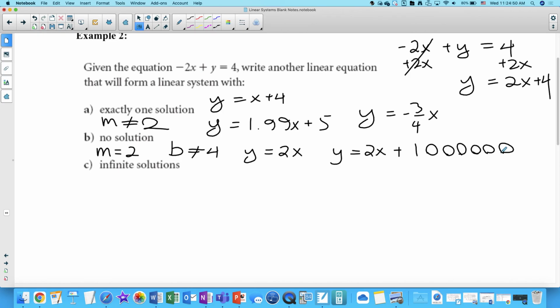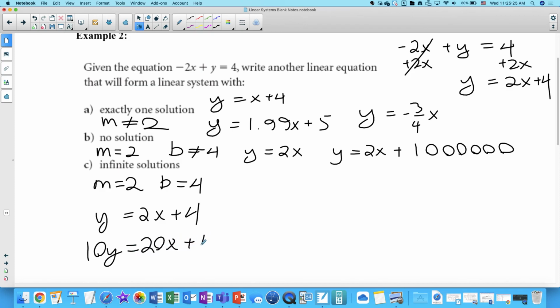And what if you wanted to have infinite solutions? Yeah. It has to be the exact same equation. Right. So you would just copy the equation. So M has to be 2 and B has to be 4. So you could do y equals 2x plus 4. But you could also multiply the whole thing by a number and write that down as well, right? Because when you convert it to slope-intercept form, you'd get the same thing. So let's say I multiplied the whole thing by 10. I would end up with 10y equals 20x plus 40. That kind of thing.